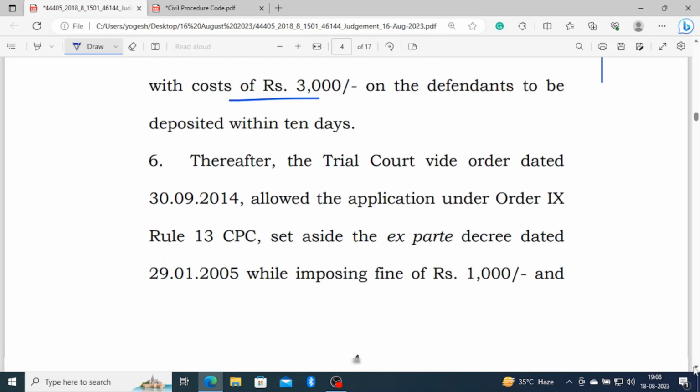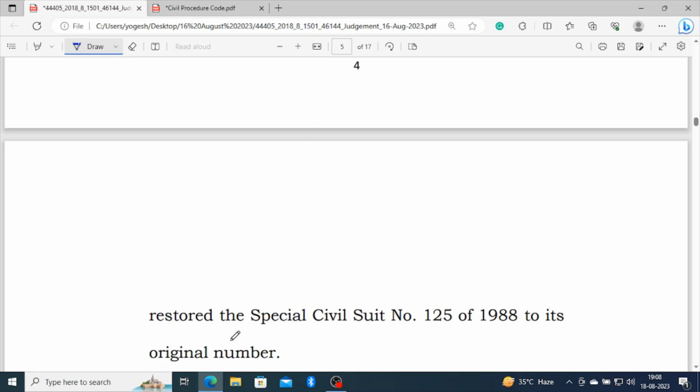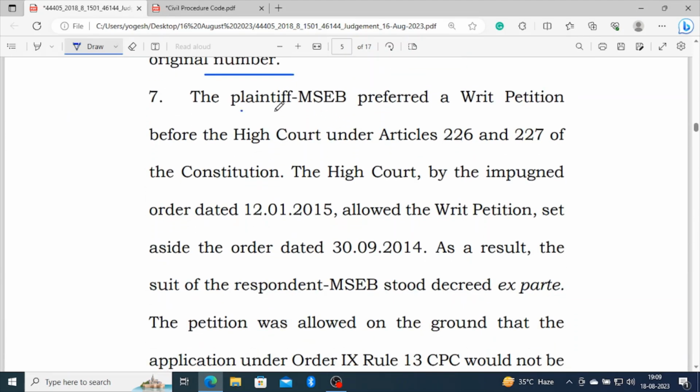So the trial court allowed this application and set aside the ex parte decree, imposing a fine of rupees 1,000, and restored the civil suit to its original number. So finally they have come to that point where the case was fixed for the plaintiff evidence. So the civil suit got restored when the trial court set aside its own ex parte order. Aggrieved by this, the plaintiff filed a writ petition before the Honorable High Court under Articles 226 and 227 of the Constitution.